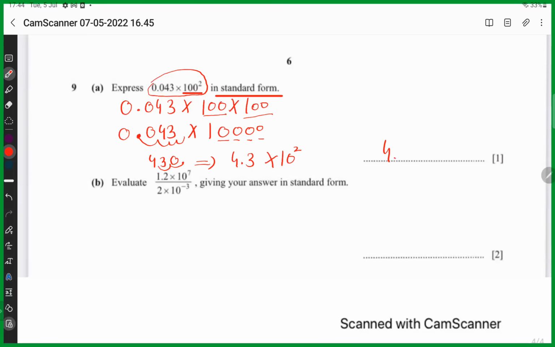So it would be 4.3 multiplied by 10 power 2. This was a decimal and I've moved the decimal 2 units to the left. So it would become 4.3 multiplied by 10 power 2.